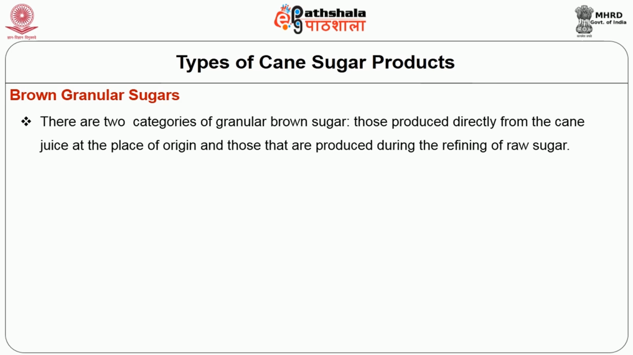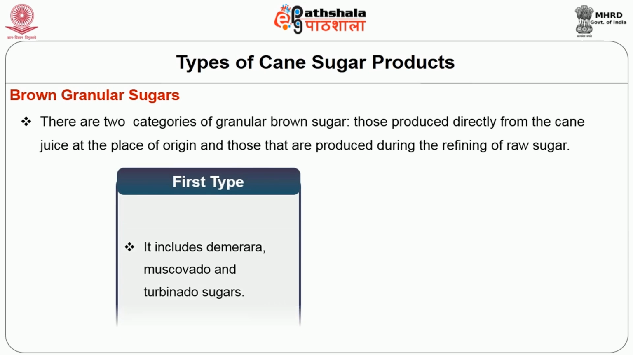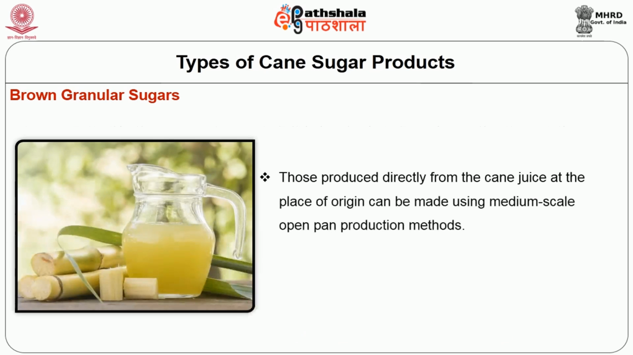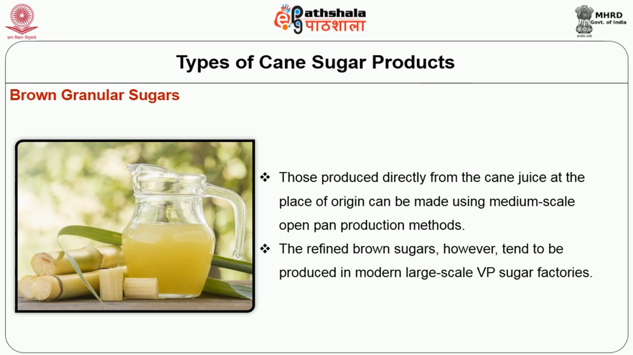There are two categories of granular brown sugar: those produced directly from the cane juice at the place of origin and those that are produced during the refining of raw sugar. The first type includes Demerara, Muscovado and Turbinado sugars. The second types are coated brown or soft sugars and manufactured Demerara. Those produced directly from the cane juice at the place of origin can be made using medium scale open pan production methods. The refined brown sugars, however, tend to be produced in modern large-scale VP sugar factories.